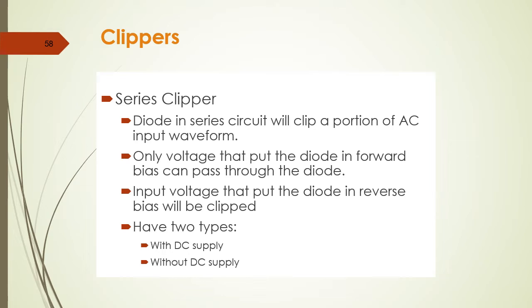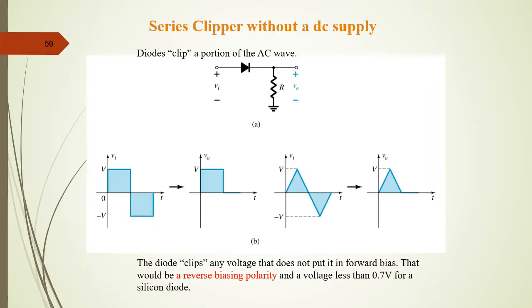Okay, so we have two types, with DC supply and without DC supply. If you remember, without DC supply is similar to the bridge rectifier, and also the center tap rectifier. For the series clipper without DC supply, there is no DC supply in series with the diode. The diode clips a portion of the AC wave.